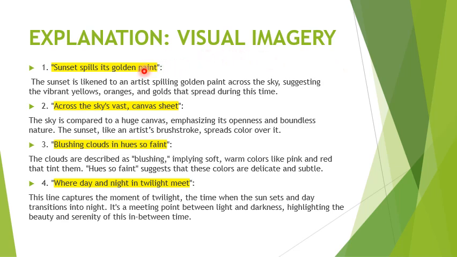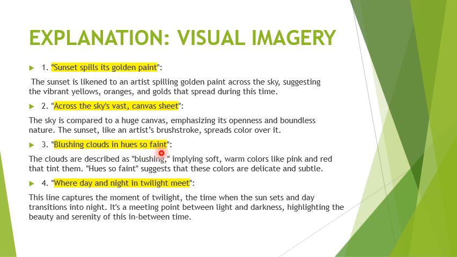What does it mean when it says, sunset spills its golden paint? The sunset is likened to an artist spilling golden paint across the sky, suggesting the vibrant yellows, oranges, and golds that spread during this time. Across the sky's vast canvas sheet: the sky is compared to a huge canvas, emphasizing its openness and boundless nature. The sunset, like an artist's brushstroke, spreads color over it.